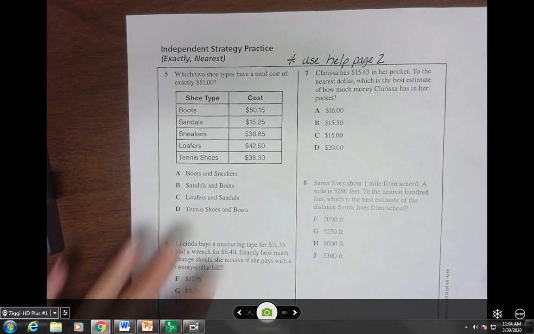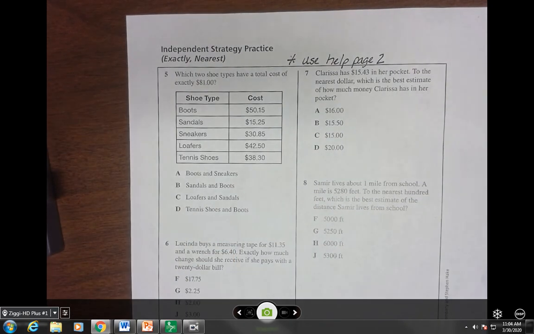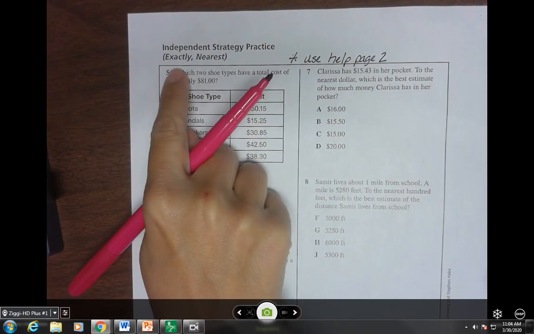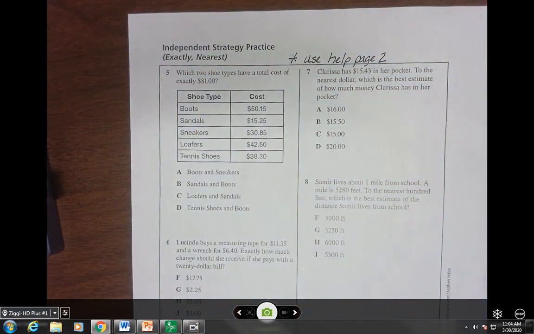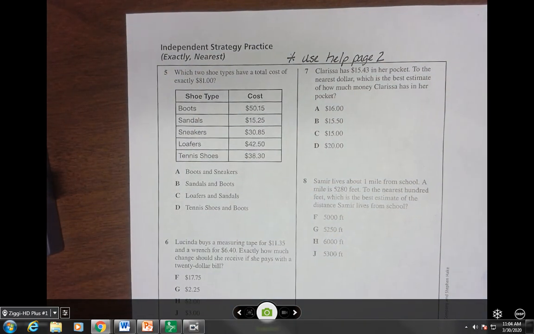All right, Miss Williams, you can tell that this lesson is going to be based on those keywords because it tells us up here at the top, exactly and nearest. What do those words mean? Well, exactly, I think, means the number without rounding. So we're looking for the exact number. When you're working these problems, if you see the word exact in there, you know that you are not going to round the numbers to find your answer. Is that correct? Right.